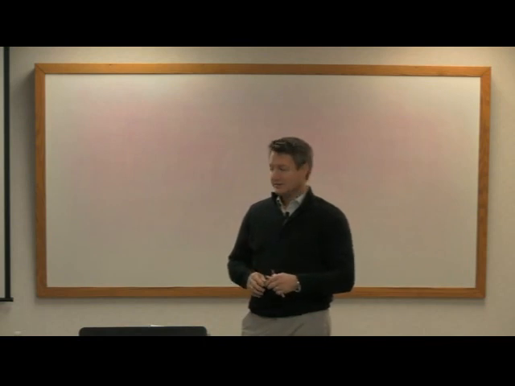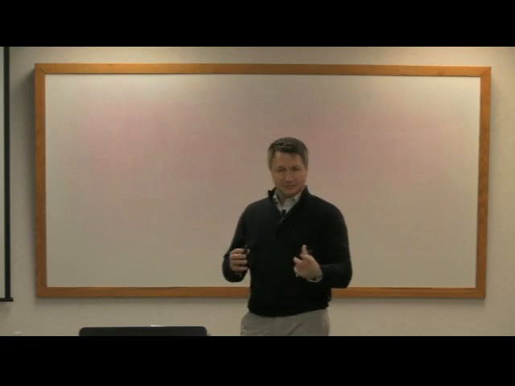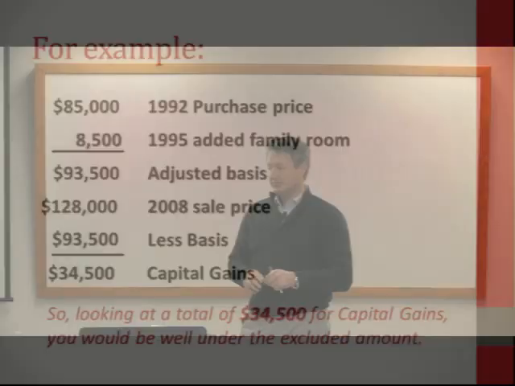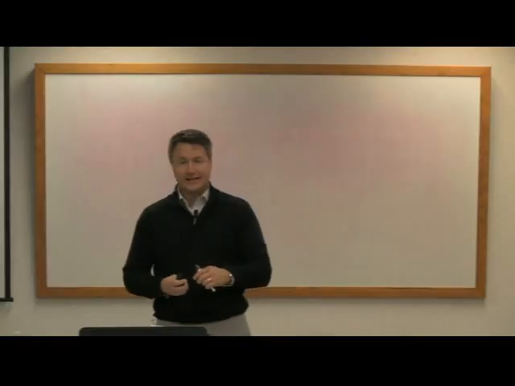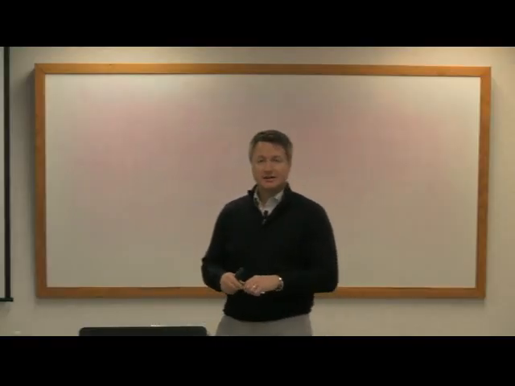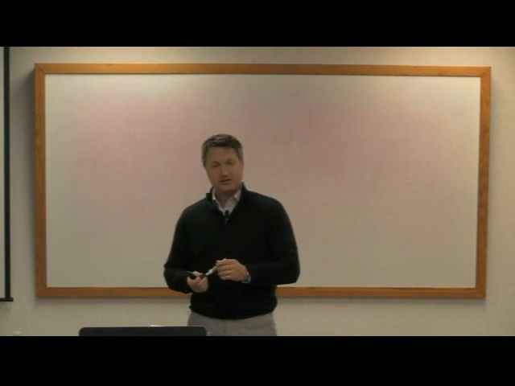And then once we figure that out, we now take our sales price. Here in 2008, we sold the house for $128,000, and we subtract that adjusted basis, and we get a capital gain of $34,500. Nowhere near the $250,000 or $500,000 limits.